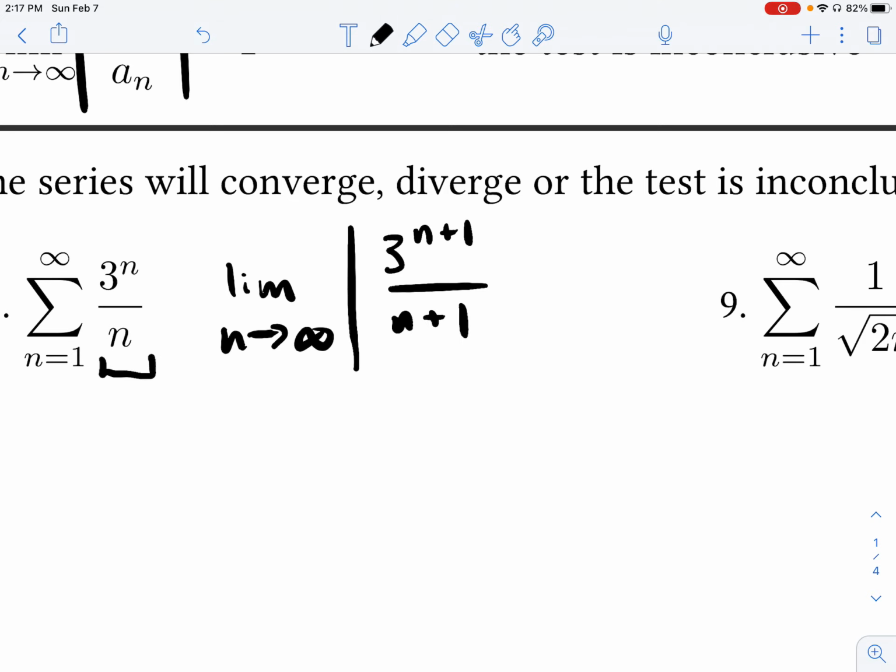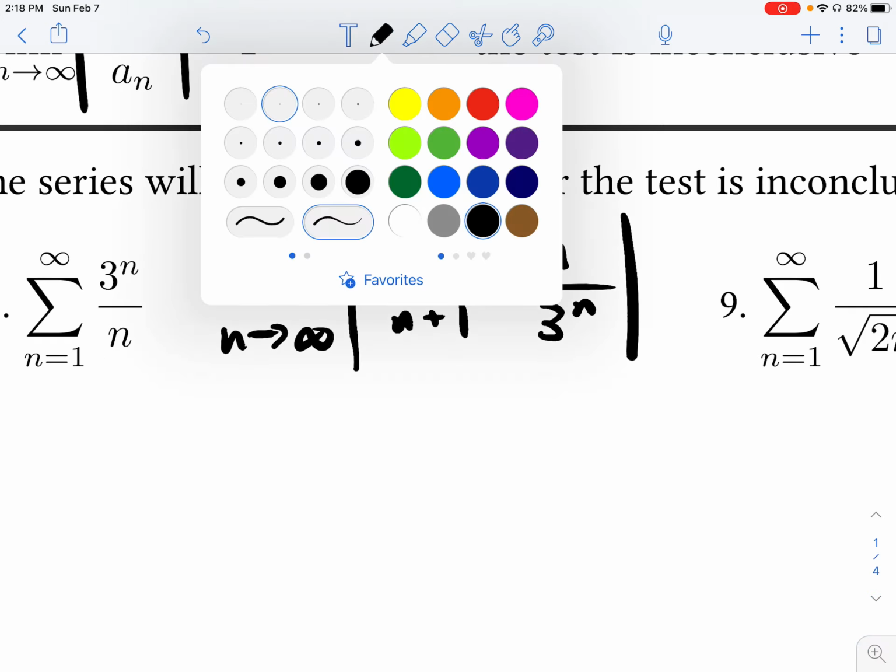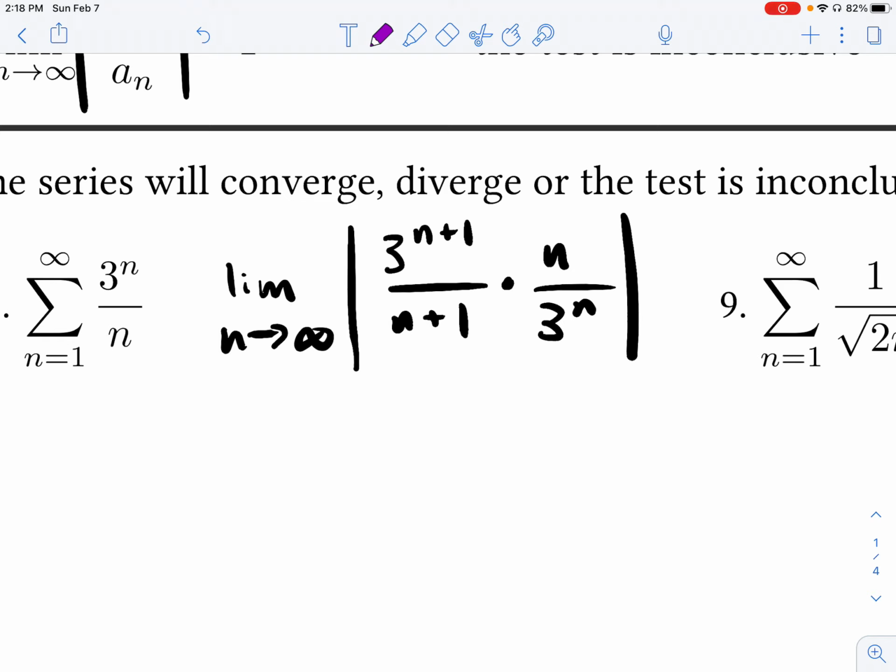If I divide it by a sub n, which means I'm going to multiply it by the reciprocal, that's n over 3 to the n. Let's close that absolute value. So now let's think about this. Is there anything that I can clean up here? Well, using some of the power properties here, we can say that 3 to the n plus 1 divided by 3 to the n is just equivalent to a 3, right? Well, since that's a constant, I can just move that 3 over to the outside of this limit, right?